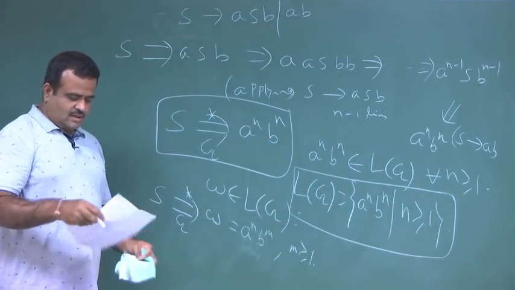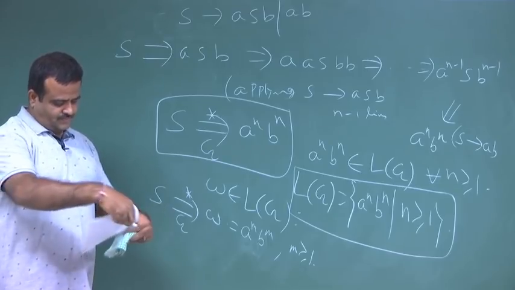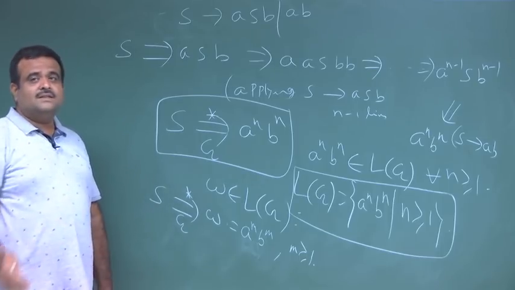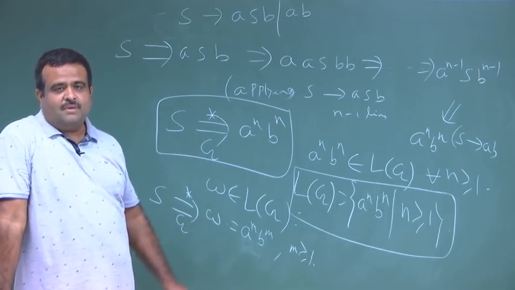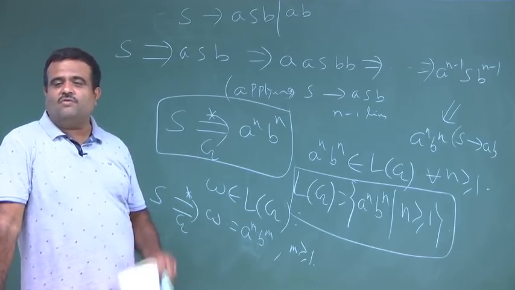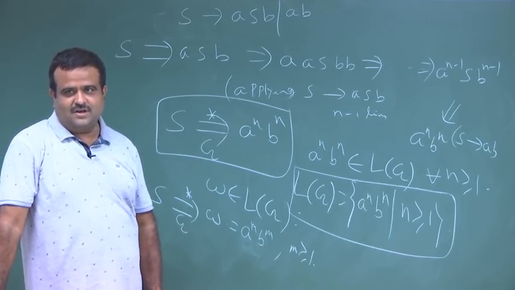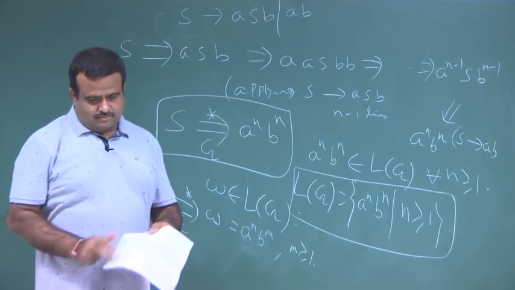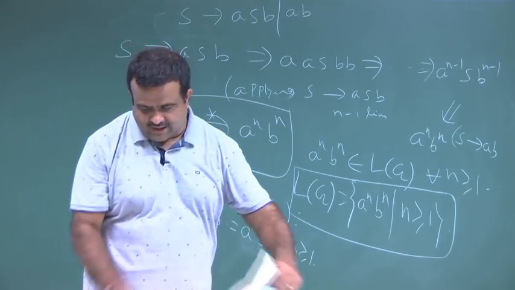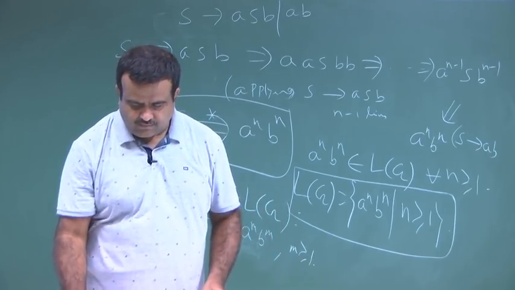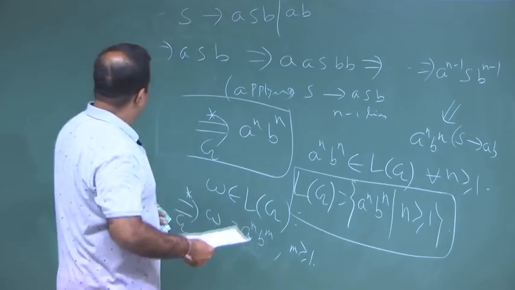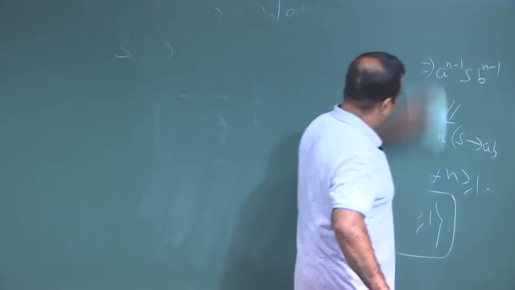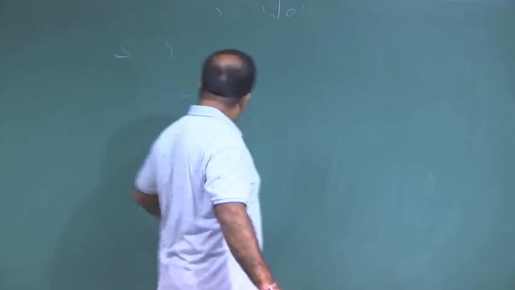So, this grammar is generating the language a to the power n, b to the power n. But we know this is not a regular language. There is no finite automaton which can accept this language, but we do have a context free grammar which generates this language. We will take a few more examples.